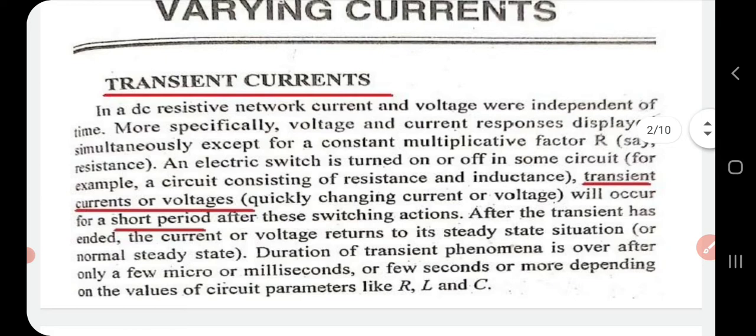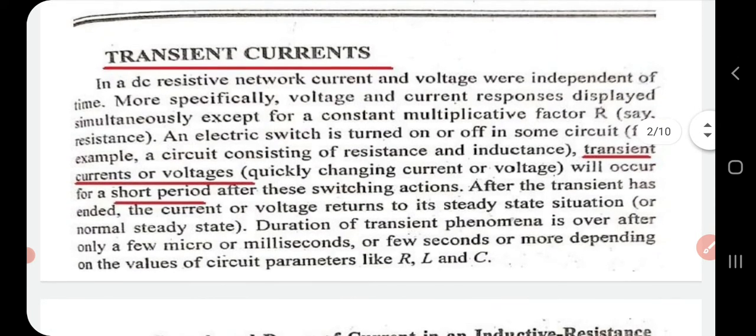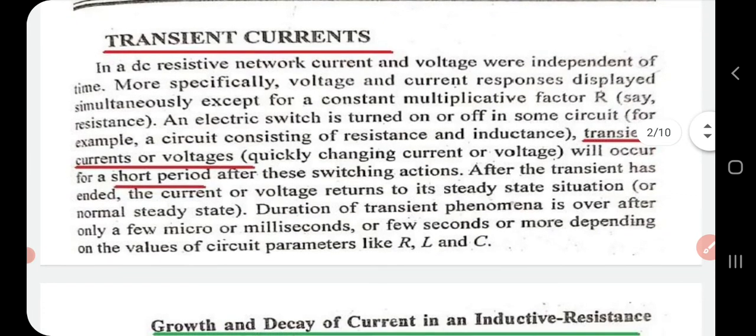Now let us see what are transient currents. Transient currents are nothing but currents that exist only for a very short period of time. You might have noticed when the fan is switched on or when it is switched off, it will run for some time. That is due to the presence of transient current. So the same thing is written here.